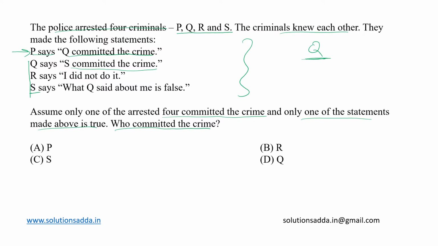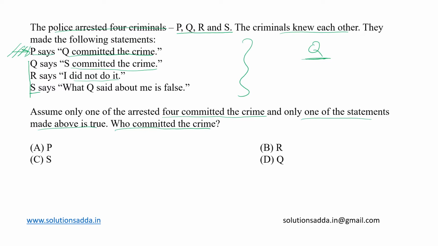R says I did not do it. Its negation, I did it. So now we got two criminals, both Q and R, but there cannot be two criminals. We got a contradiction over here, which means P is not speaking the truth. Our assumption is false in this case.